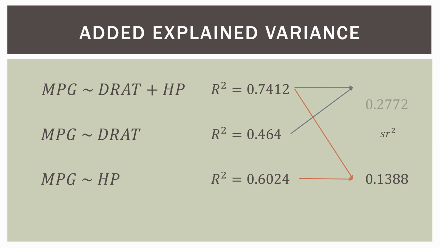Now, for the other, we have our full model at the top of 0.7412. In the middle, we have our DRAT in miles per gallon model. So that change is from 0.464 to 0.7412. That's a difference of 0.2772. And again, that is the area that we found in our Venn diagram of semi-partial R squares. See how this works? So it allows us to know the added value of each variable.